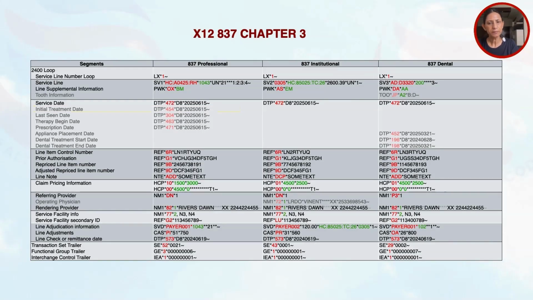Then for 837P files, we can also use the date segment for last seen date. It has a qualifier 304. So DTP*304. This date is more useful when there are routine visits happening for a certain treatment. The therapy begin date is represented by qualifier 463 in DTP01.